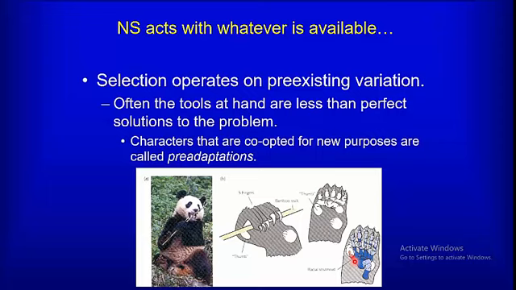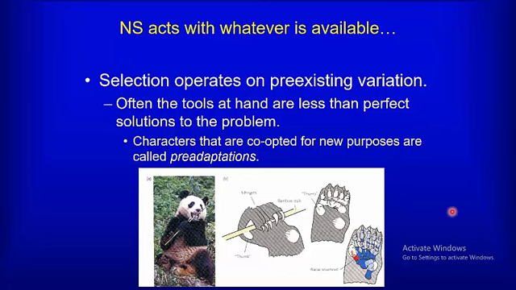Now selection, since it operates on pre-existing variation, has to make do with whatever is available to it. There is no concept of perfection over here. For example, there are lots of people who try to take what is an engineering solution and argue that selection is supposed to make the organism perfect, and the perfection is defined as that engineering-wise optimal solution.